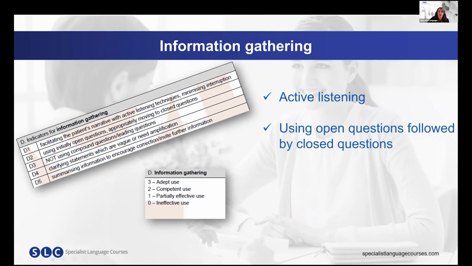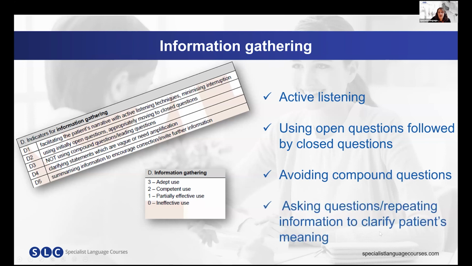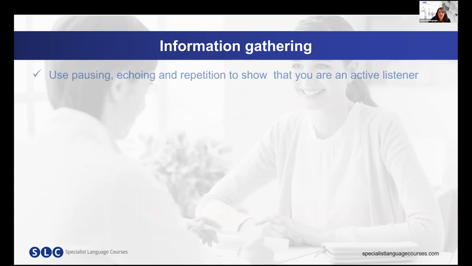You need to use open questions followed by closed questions. So we're using funneling questions, an open question to get information, and then follow this up with specific questions about specific details. Make sure that you avoid compound questions, and make sure that you ask questions to clarify statements which are vague. So let's take a closer look.